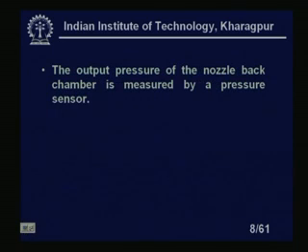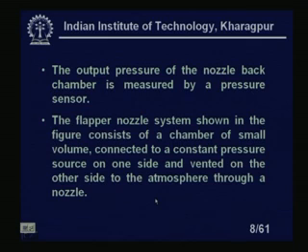The output pressure of the nozzle back chamber is measured by a pressure sensor. You can use many pressure sensors, we have studied so many. I can measure the pressure with any gauge, like the diaphragm gauges that we have studied. Utilizing any principle, the diaphragm gauge is one of the most suitable and can also be used as the pressure sensor. The flapper nozzle system shown in figure 1 consists of a chamber of small volume connected to a constant pressure source PS on one side and vented or bled on the other side to the atmosphere through a nozzle. This is the basic principle.